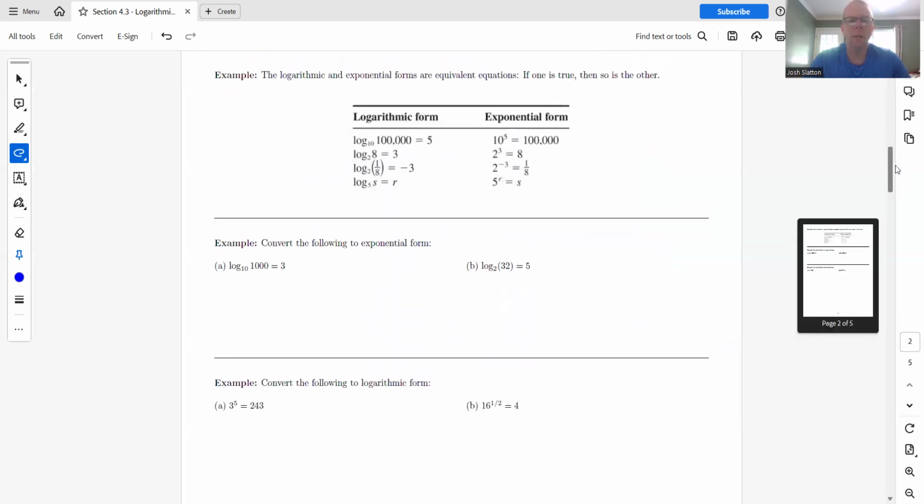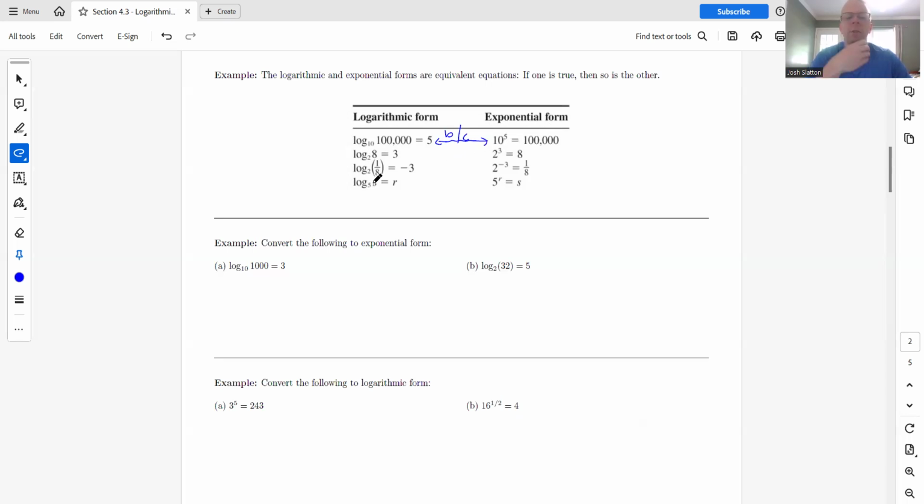The logarithmic and exponential forms are equivalent equations. If one is true, then so is the other. So log base 10 of 100,000 equals 5, and you could almost say that's because 10 to the fifth equals 100,000. That's how that would be found. Log base 2 of 8 equals 3 because 2 to the 3 equals 8.